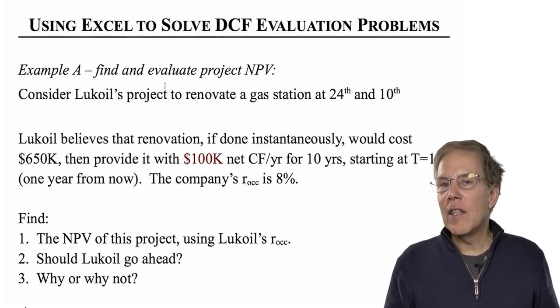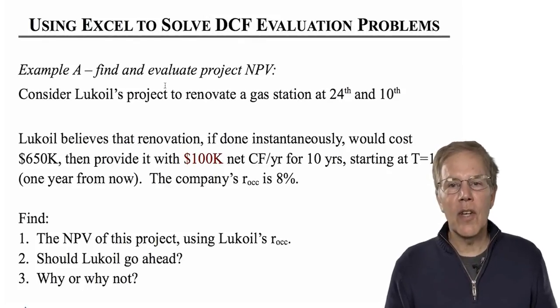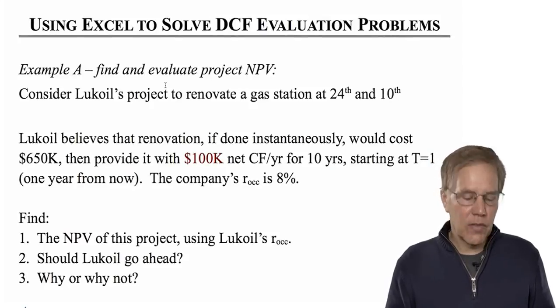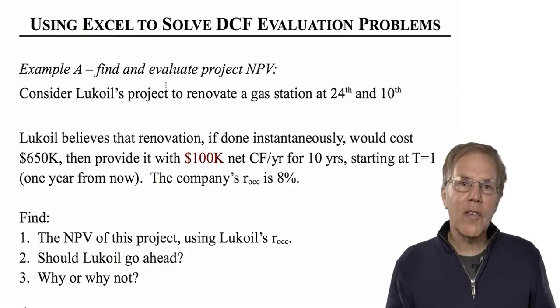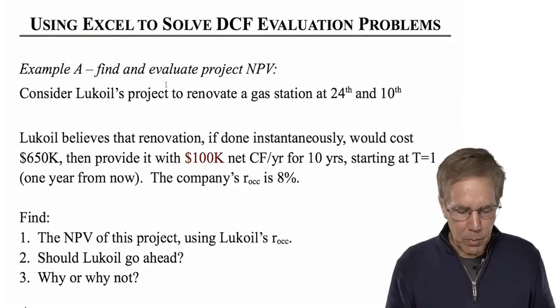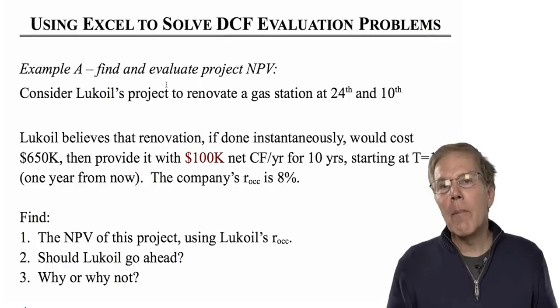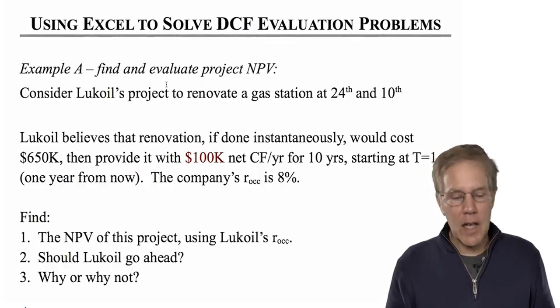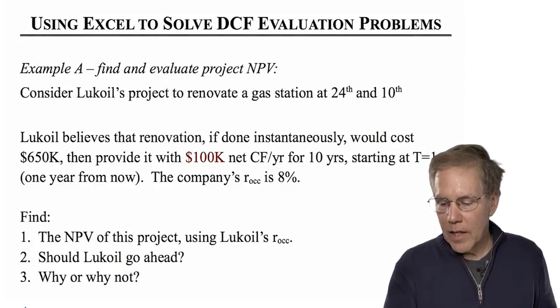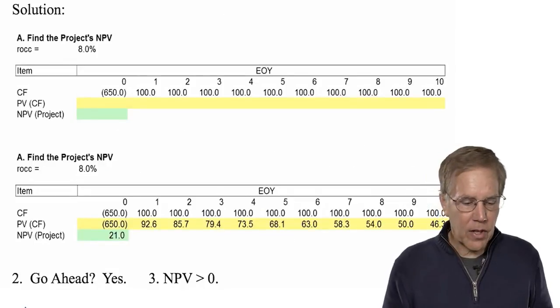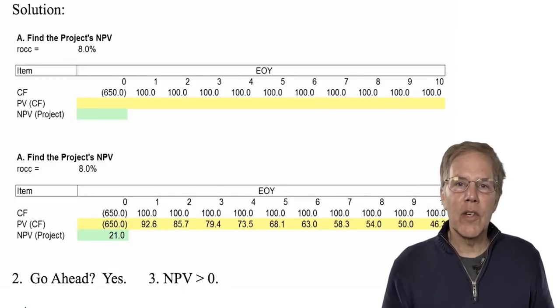And Lukoil believes that, based on many gas station renovations it's done in this country, its opportunity cost of capital, or ROCC, for this kind of project is 8%. So what I'd like to do in Excel with you is find the NPV of this project, and I'd also like to look at the IRR of this project, although it's not stated here, and then answer the question, should Lukoil go ahead, and finally, why or why not. And to do that, we're going to jump into an Excel spreadsheet that shows information very much like this. So let's jump into the Excel right now.